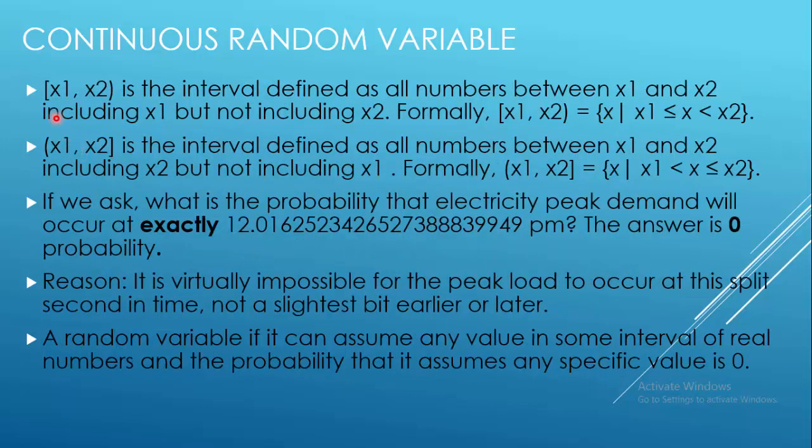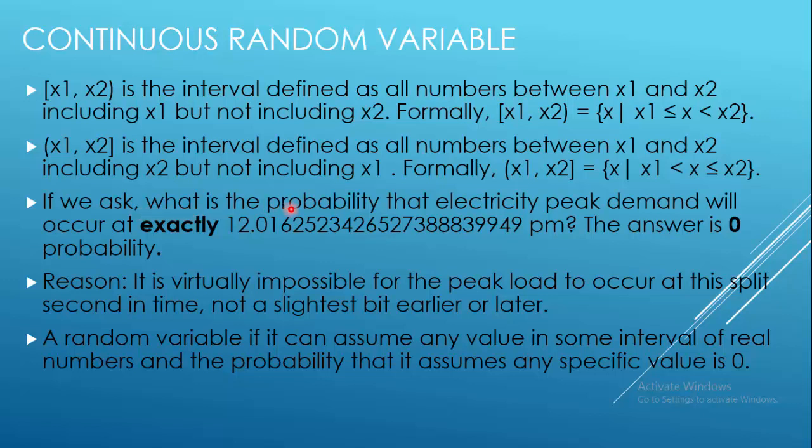And if the notation is written like this, then it simply means that it includes x1 but excludes x2, and this one says that x1 is excluded but x2 is included in the limit. So we simply write the limits like this: x1 is less than or equal to x but less than x2, because x2 is not included. And here, x1 is less than x and x is less than or equal to x2.